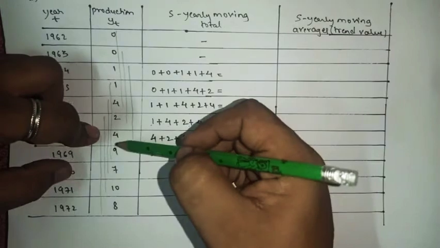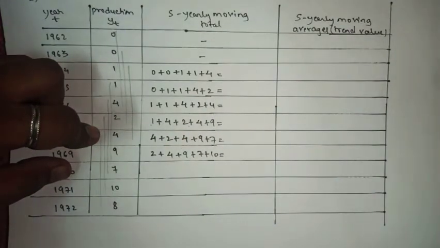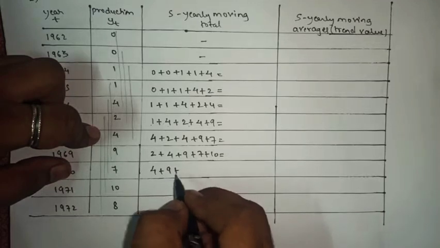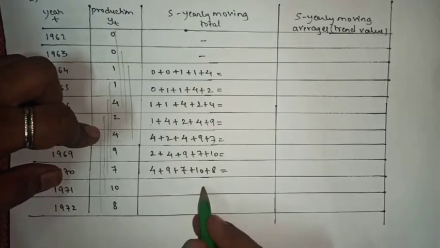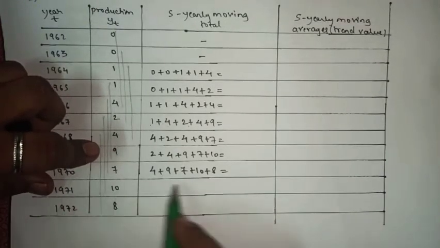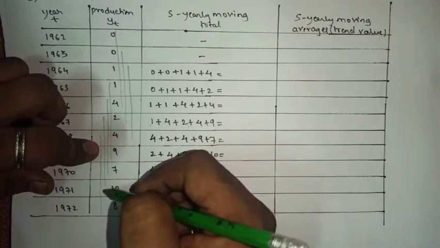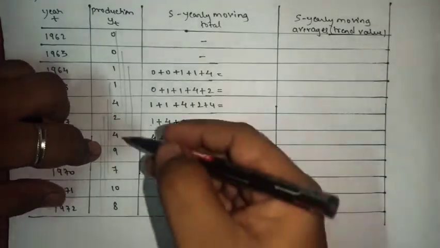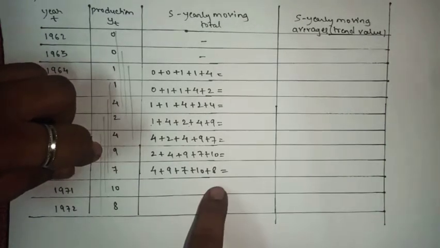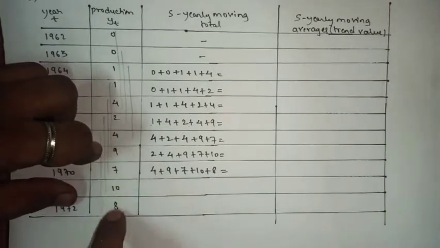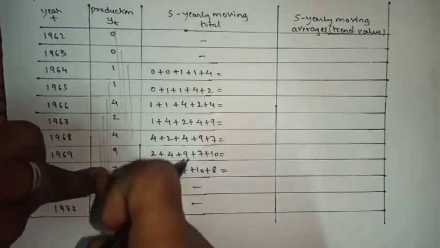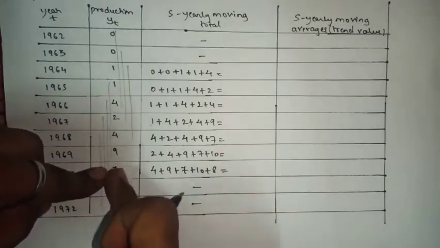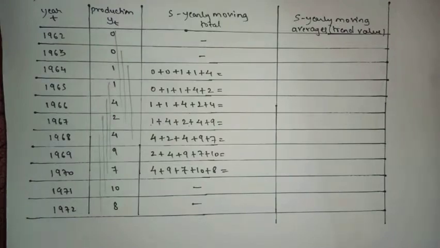For the next, first check, can we add 5 numbers? 1, 2, 3, 4, 5. Yes, so the next one will be 4 plus 9 plus 7 plus 10 plus 8. Now we'll check for the next row: 9, 7, 10, 8. We are left with only 4 numbers, so we cannot add and cannot find this box because we require 5 numbers. So we'll keep this one blank. Even for the last one we cannot find the answer, as we are left with only 3 or 4 numbers.